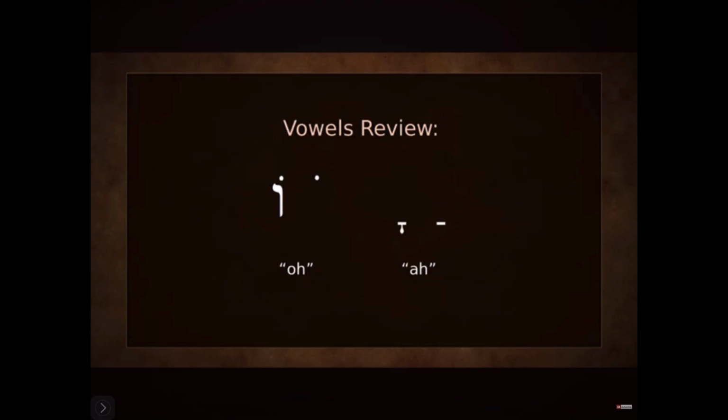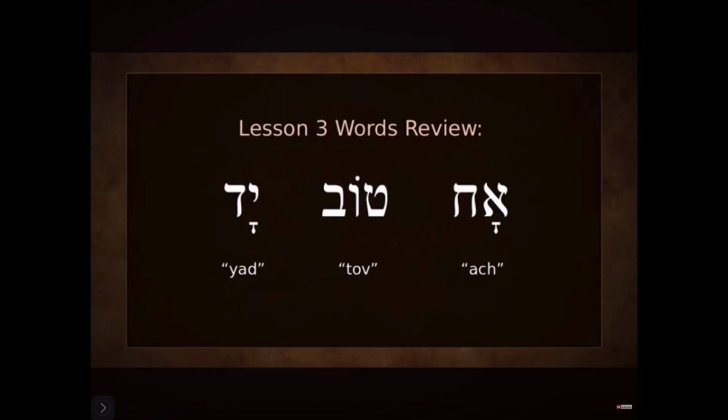We have learned 3 vowels. The kamatz and patach are both written under a letter, and they both make the sound a. The cholam has 2 forms, with a vav and without a vav, and both forms make the sound o. Last lesson, we learned 3 new words. From right to left, ach means brother, tov means good, and yad means hand.